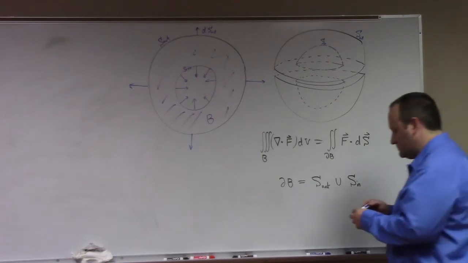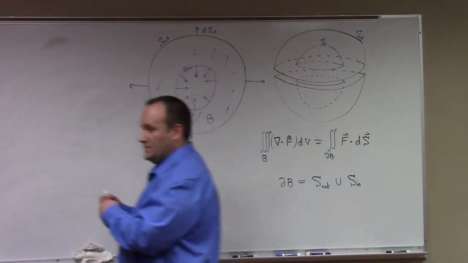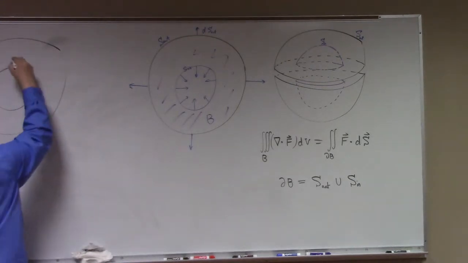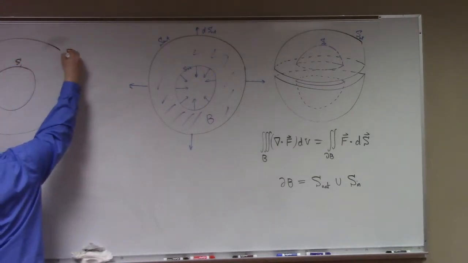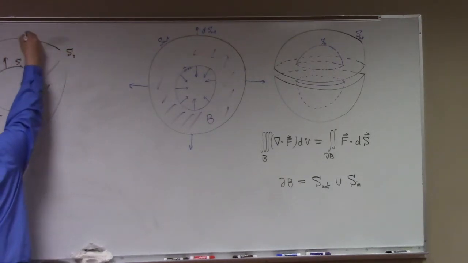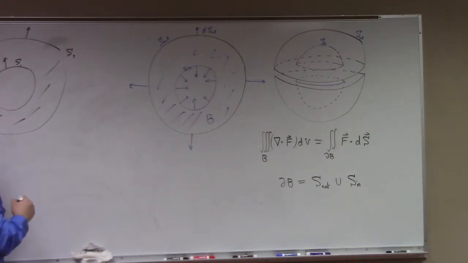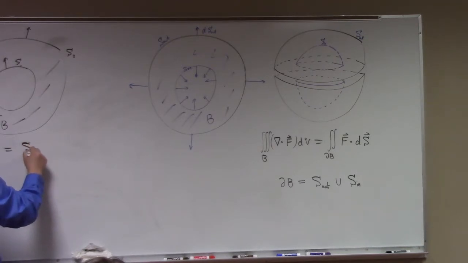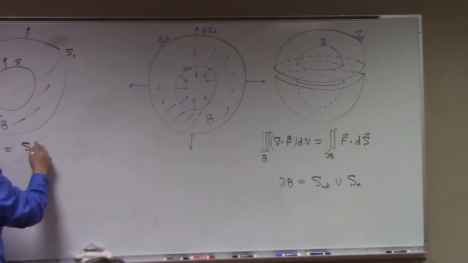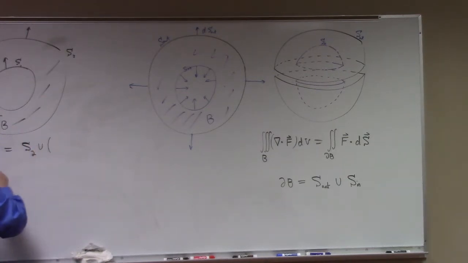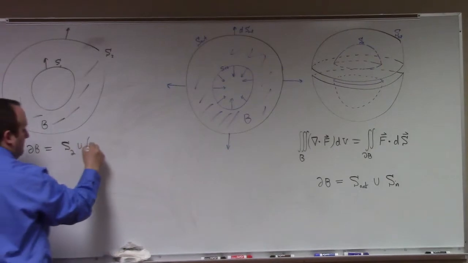now, just to be annoying, suppose we use a different system of labeling. Suppose this was S1 and this was S2, right? And suppose that they're both oriented outward like that. So then if this is my B, the boundary of B would be S2 union with not S1, but the boundary of B by definition is minus S1.